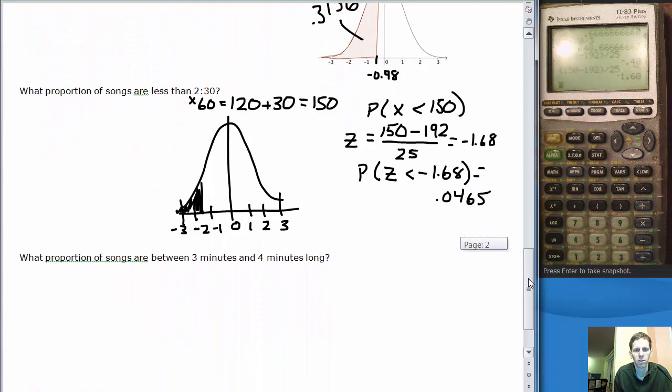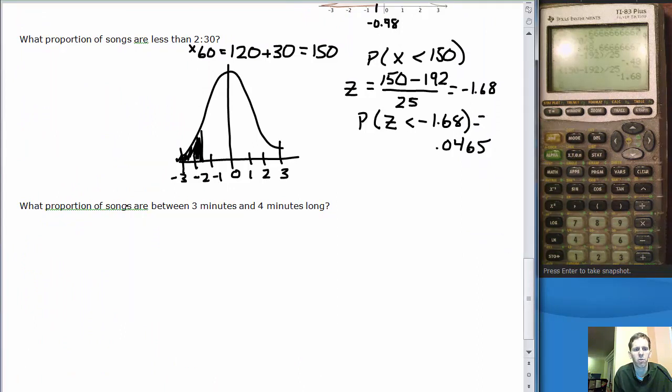For the last problem, it's a little more of a challenge problem. We're looking for the proportion of songs that are between 3 and 4 minutes long. See if you can set up the correct inequality for step 1 and solve it out. Pause the video if you need to. We'll take a look at your answer for this in just a moment as well.